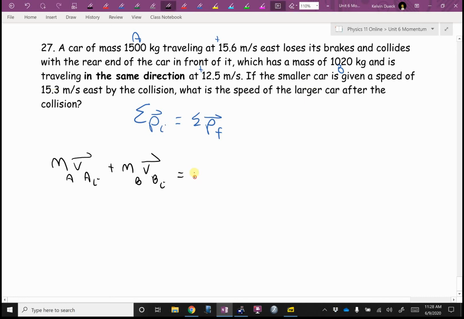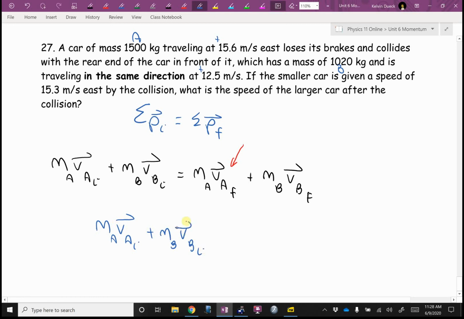So I'm going to have mass A V A final plus mass B V B final. I like this question. They want me to find the speed of the larger car. The larger car is mass A after the collision, so they want me to get the V A final by itself. First, I'll subtract this over to that side. I'll get mass A V A initial plus mass B V B initial minus mass B V B final. And then I think I would divide by the mass of A, and that would give me the velocity of A final all by itself.